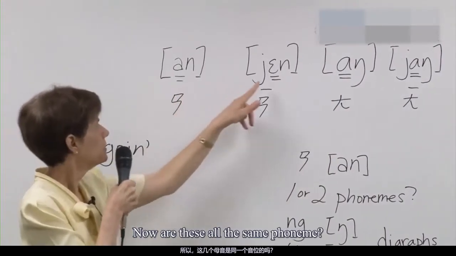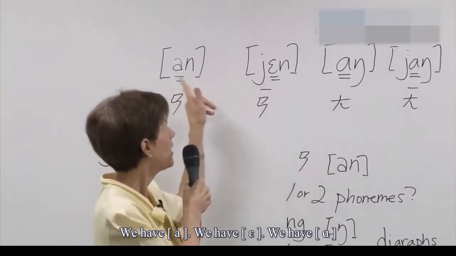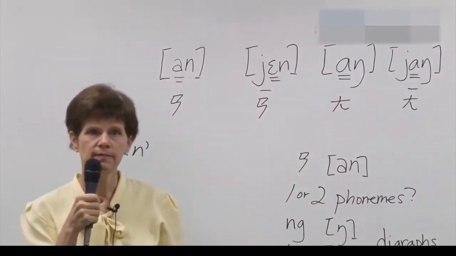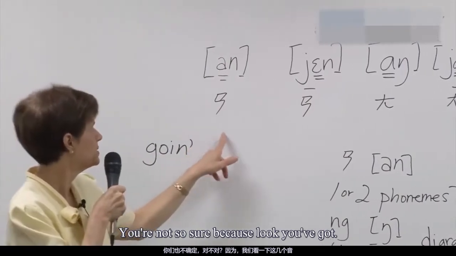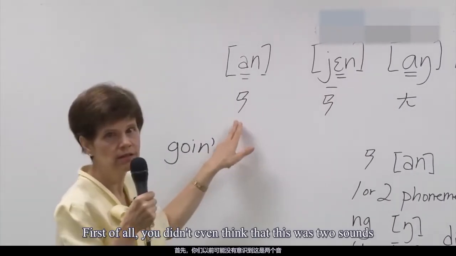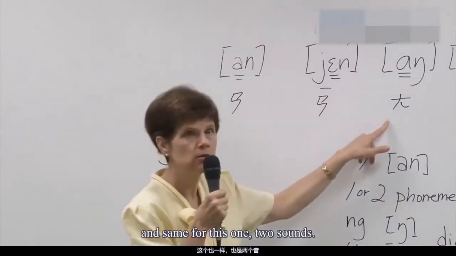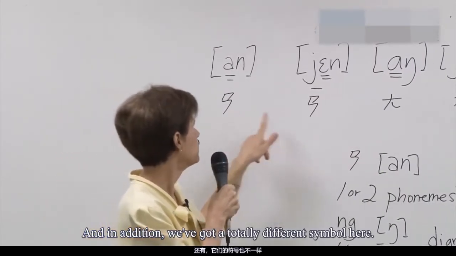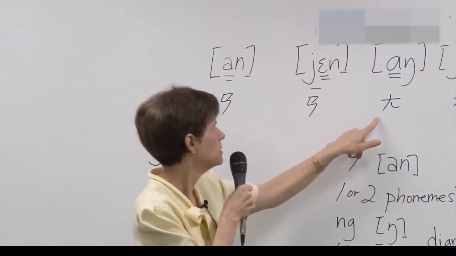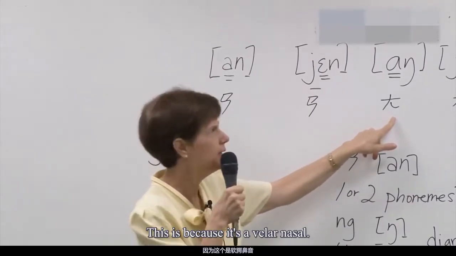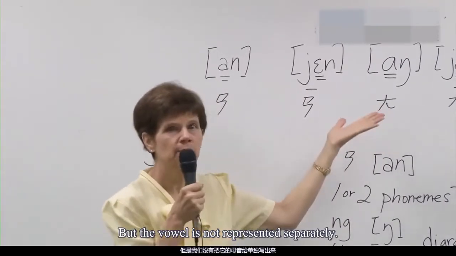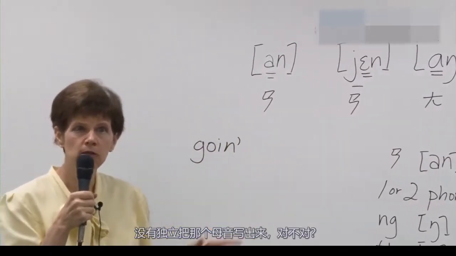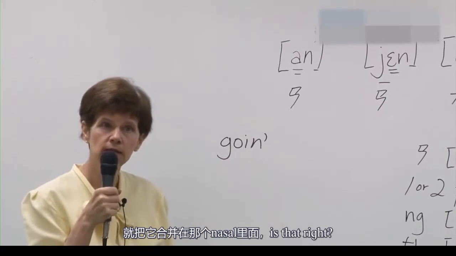Now, are these all the same phoneme? We have a, we have e, we have a. Are they the same phoneme? You're not so sure because look, first of all, you didn't even think that this was two sounds, and same for this one, two sounds. And in addition, we've got a totally different symbol here. This is because it's a velar nasal, but the vowel is not represented separately. 没有独立把那个母音写出来，对不对？就把它合并在那个 nasal 里面。Is that right?